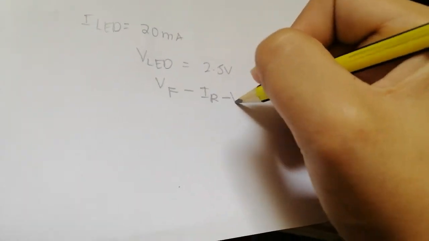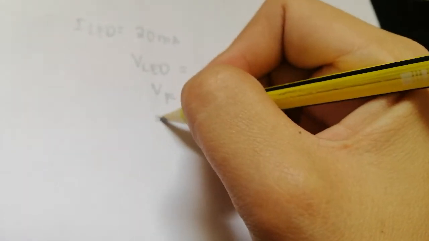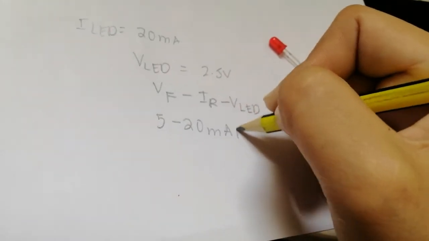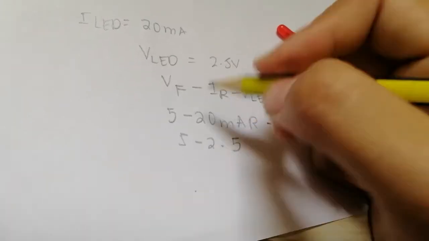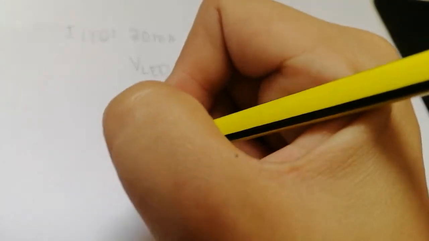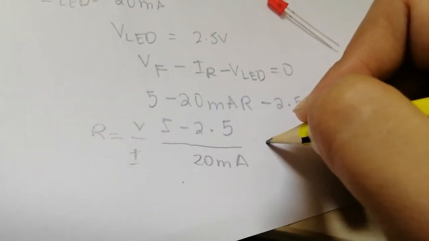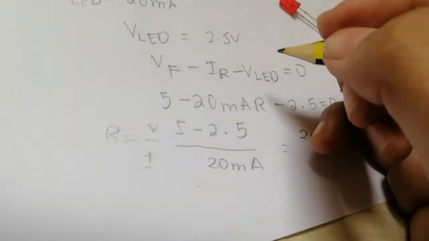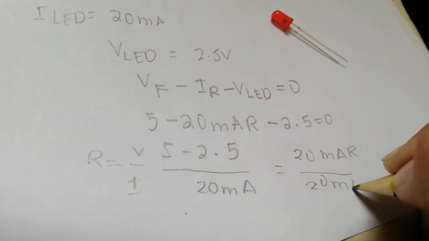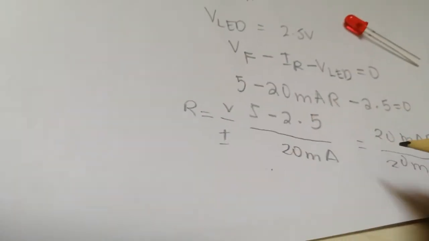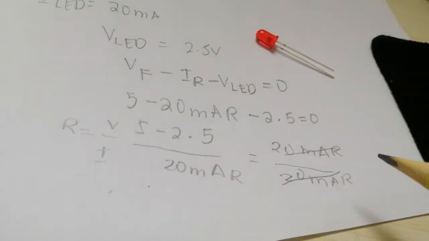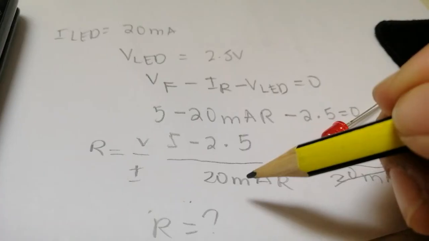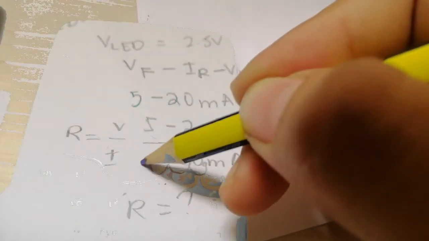So the voltage of the LED is 2.5 volts. So V minus I R minus V LED is equal to 0. So 5 volts minus 20 milliamps times R minus 2.5 volts equals 0. So R equals 5 minus 2.5 volts over 20 milliamps. So we calculate the resistor as volts over current, where current equals 20 milliamps. So we divide by 20 milliamps.